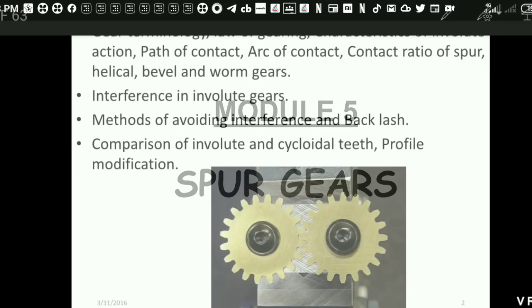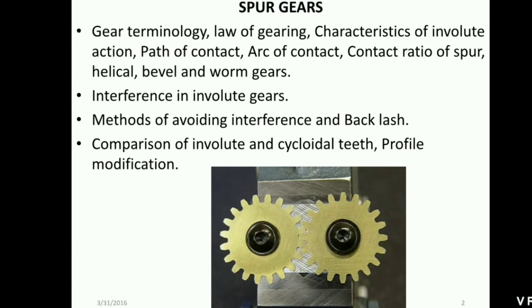Module 5, spur gears. So you can see gears here. You can have the gear terminology where they will be having the basics of gears. Then you have law of gearing, that is a theory, a small derivation. Then you have the two more derivations regarding path of contact and interference.